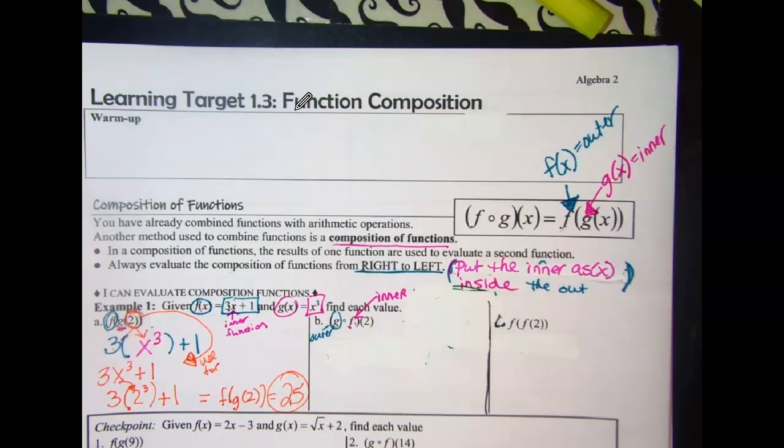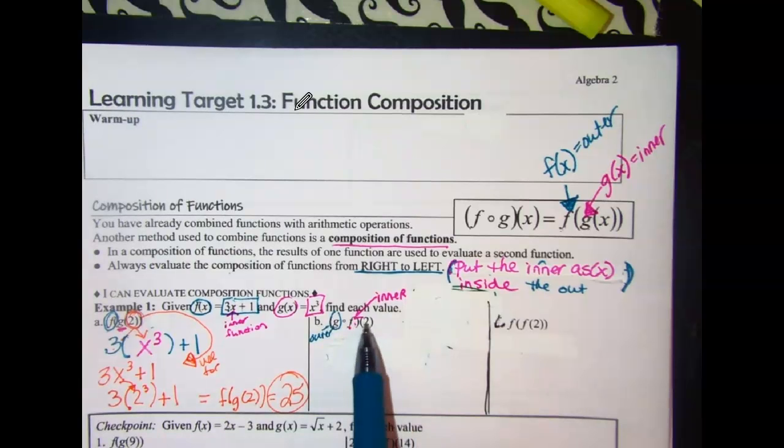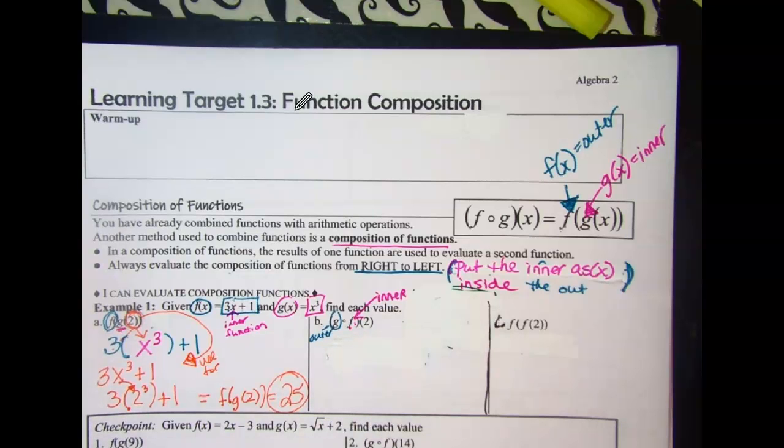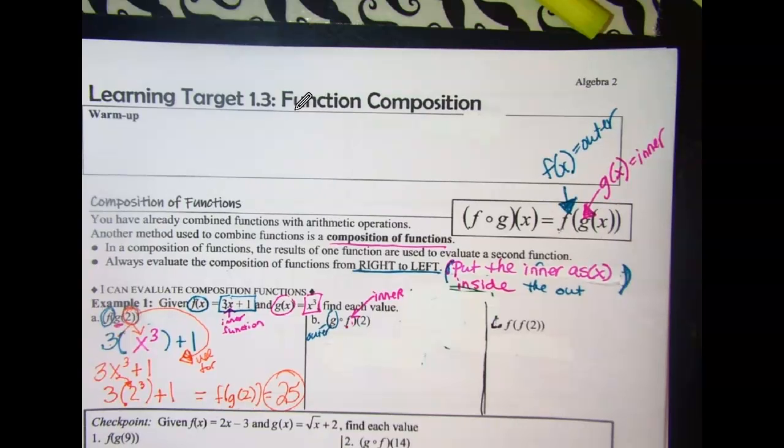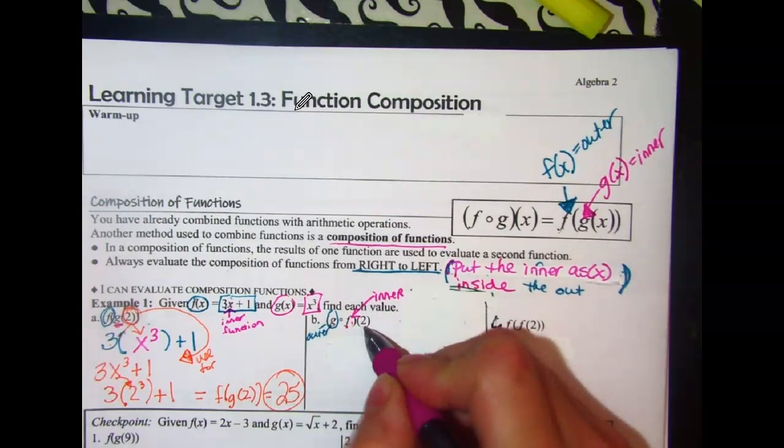Now I'm going to show you with B the other way we can do it. When we use the numbers first, and then we get a number, and then we plug it into the next one. So the first thing I'm going to do here is I am going to plug in. So again, I start with my one on the inside, this f. Then I'm actually going to take the number 2 and plug it in.